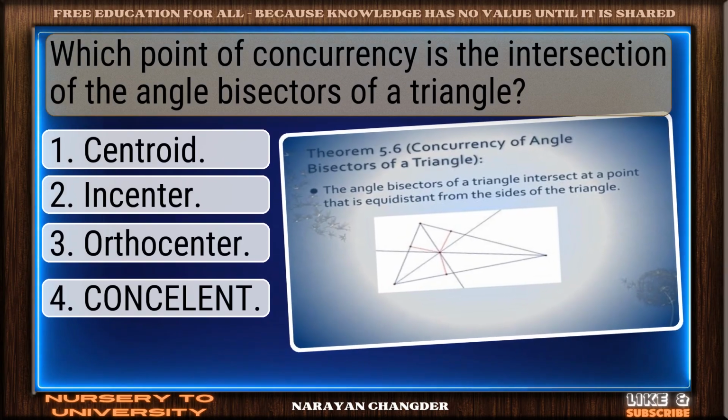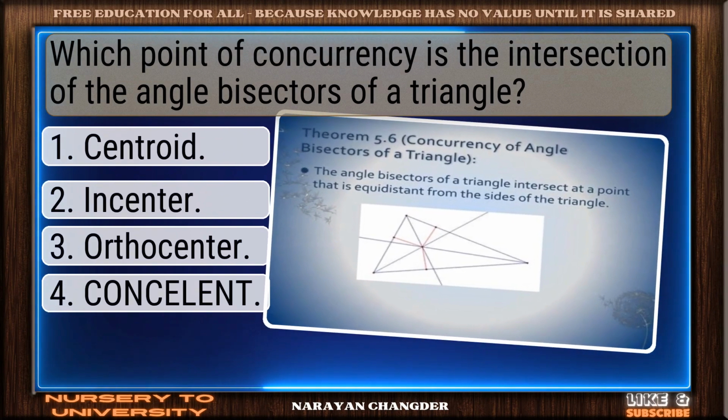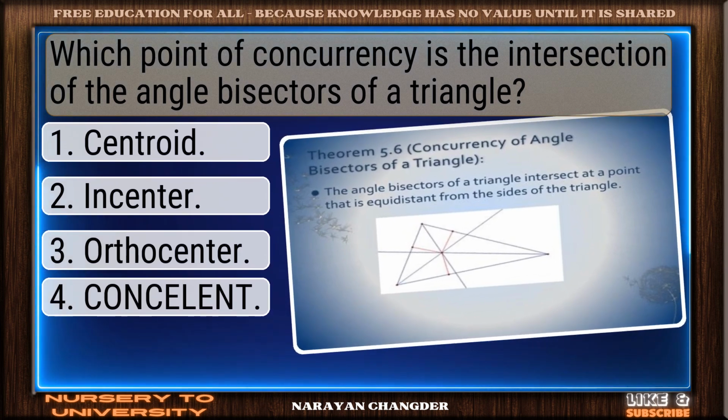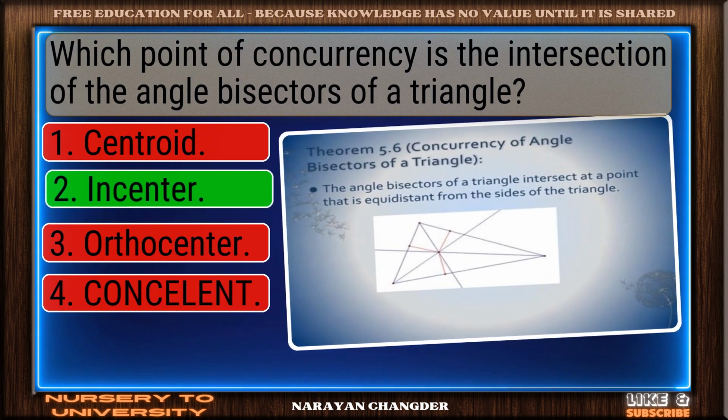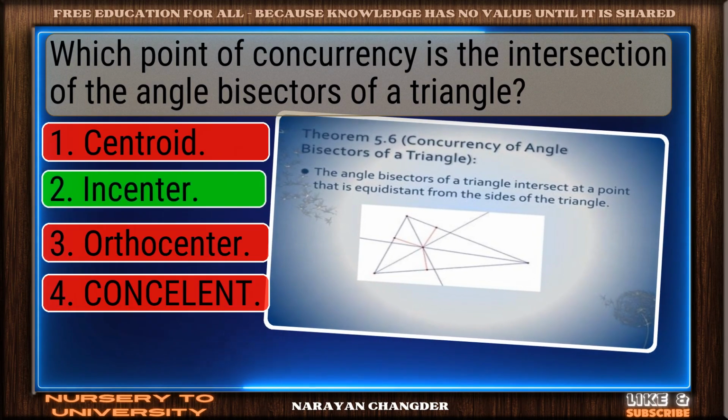Question number 25. Which point of concurrency is the intersection of the angle bisectors of a triangle? Smart move. Incenter is an accurate answer.